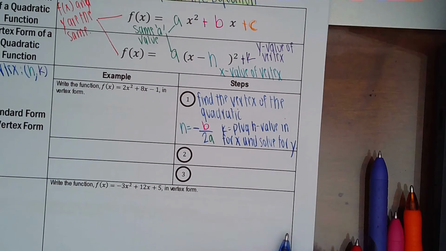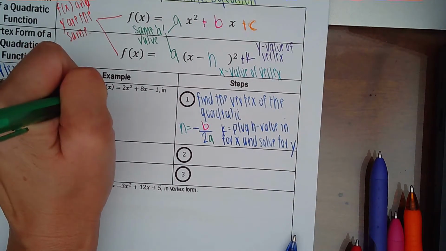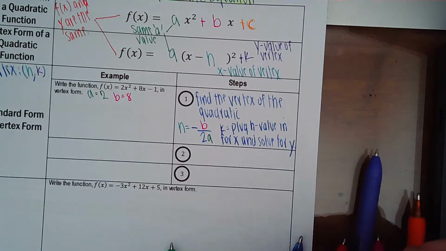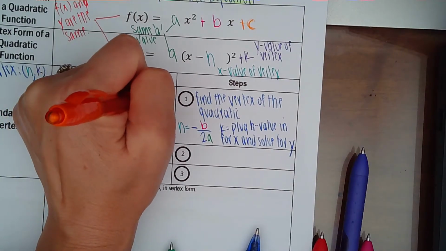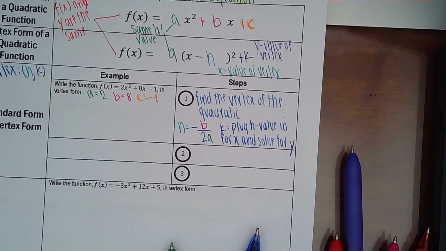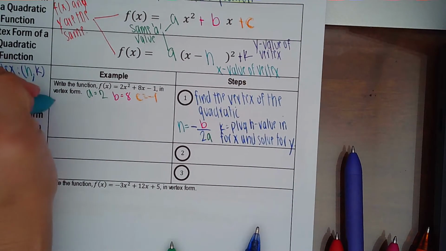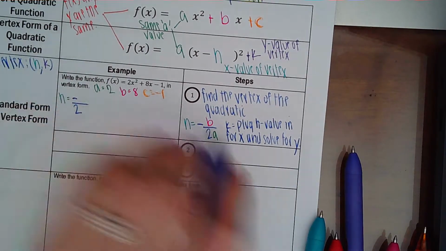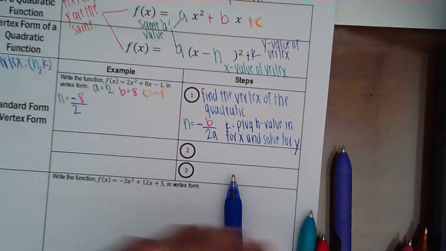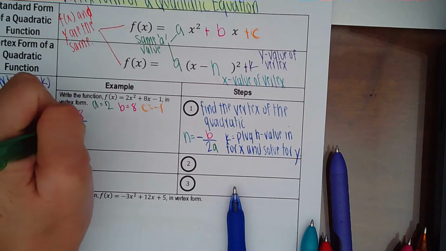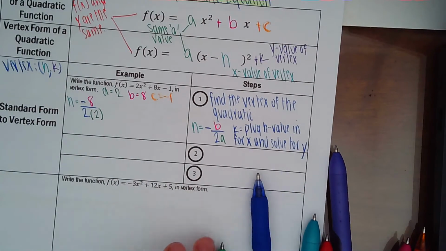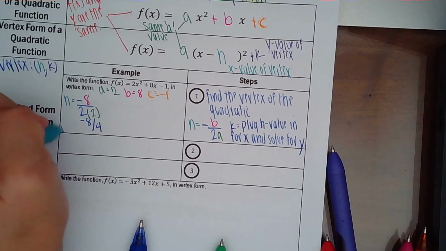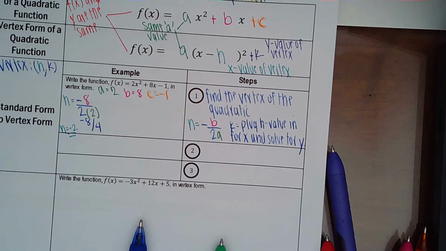So let's go ahead and give it a shot here. We're going to identify our a, and our a in this case is 2. Our b is 8. And our c is negative 1. We're going to find our x value of our vertex, our h. h equals negative 8 over 2 times our a value, which is 2. We'll simplify that down, and we'll get negative 8 over 4, which means that h equals negative 2.